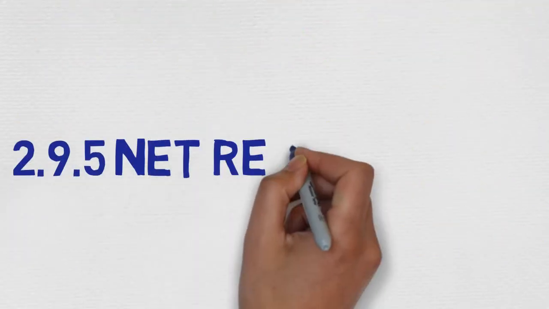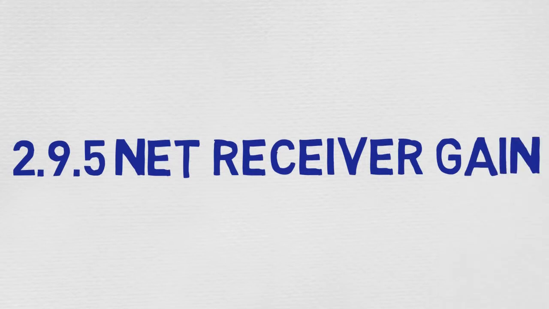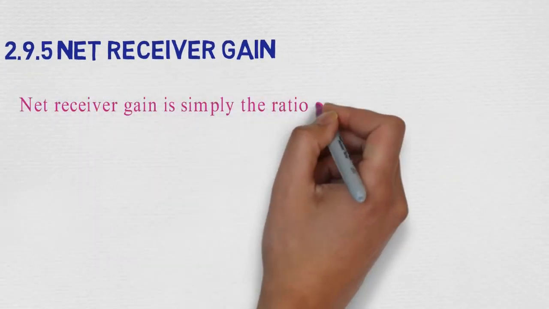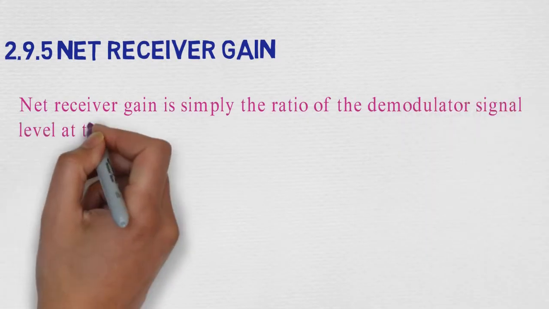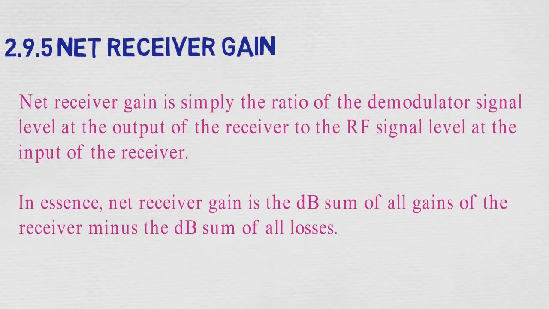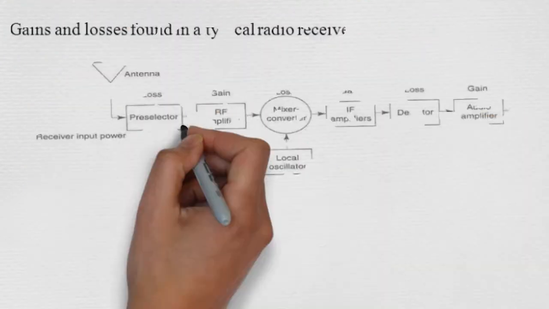What is net receiver gain? Net receiver gain is simply the ratio of the demodulated signal level at the output of the receiver to the RF signal level at the input of the receiver. In essence, net receiver gain is the decibel sum of all gains of the receiver minus the decibel sum of all losses, gains and losses found in a typical radio receiver.